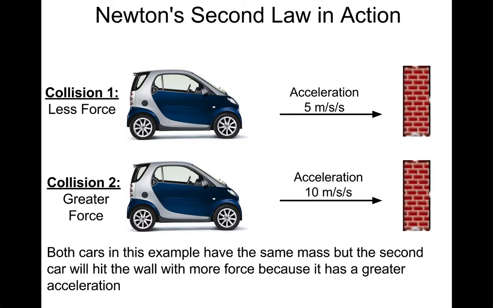So let's look at some other examples. We have 2 cars, the same car. One has an acceleration of 5 meters per second squared. The other car has an acceleration of 10 meters per second squared. They both crash into this wall. The crash of the car that was moving at 5 meters per second squared is going to have less force than the car moving at 10 meters per second squared because it has a greater acceleration.